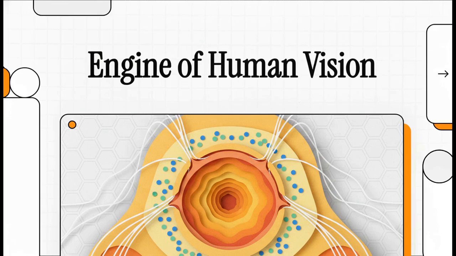Welcome to this explainer. Today, we're taking a bit of a microscopic journey. We're going to dive deep into the human eye to explore what is arguably the most highly specialized neural tissue in your entire body, the macula and the fovea. Seriously, this is the biological engine that literally powers your ability to see the world in high definition.